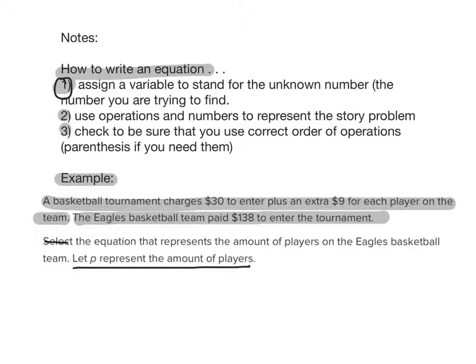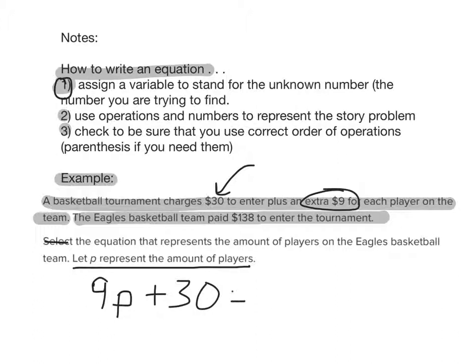Okay? So, to figure out how much this is going to cost, what do you do once you know the number of players? Well, each player has to pay $9. You have to pay $9 for each player. So for that part, we're going to multiply 9 times the number of players. That should give us the cost for the players. And then we're going to have to add the rest of the cost. The other cost is the $30. So it's going to be 9 times the number of players plus $30, and in this case it added up to $138.